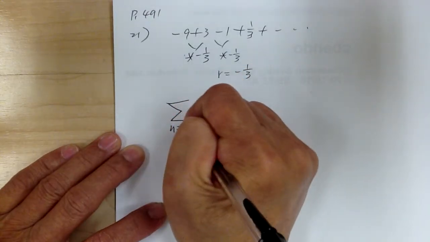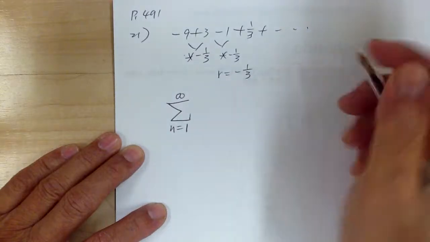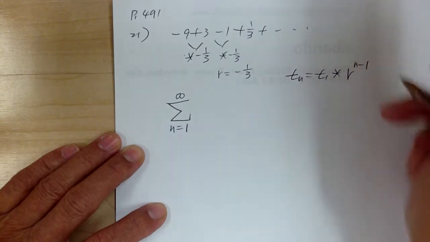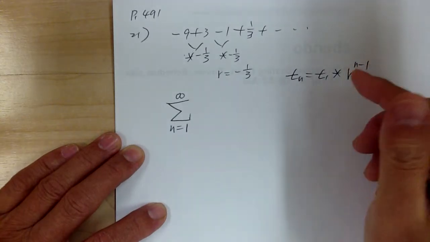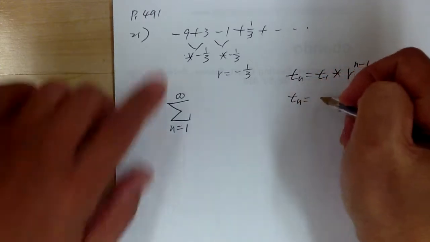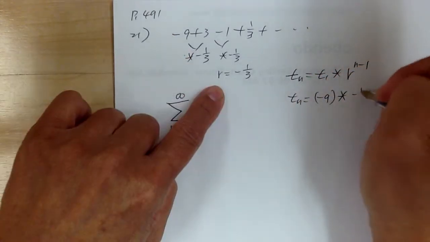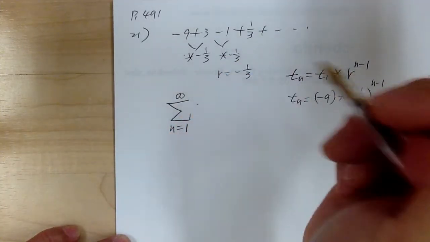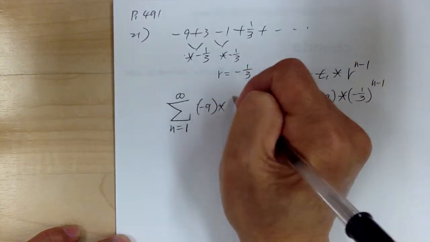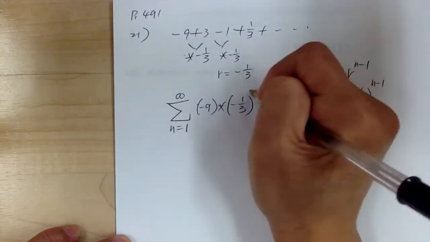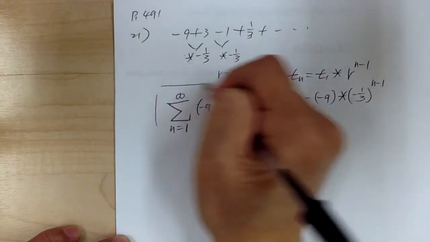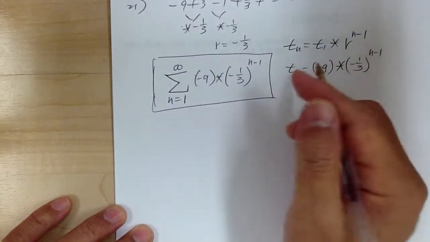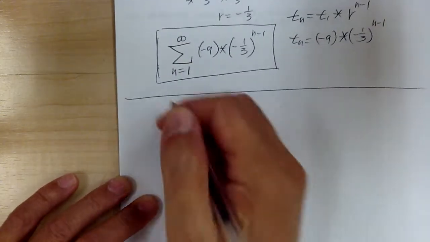Geometric and an infinite series. So right away, I'm going to do n from 1 through infinity. And the formula would be t of n equals t1 times r to the n minus 1. Again, always write down your formula and then start to substitute. So t of n equals -9 times -1/3 to the n minus 1. That's what you put in here, -9 times -1/3 to the n minus 1, and that's the answer. You can simplify these if you want to, but it's unnecessary. You can just leave it like that.